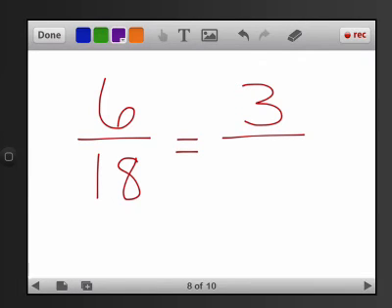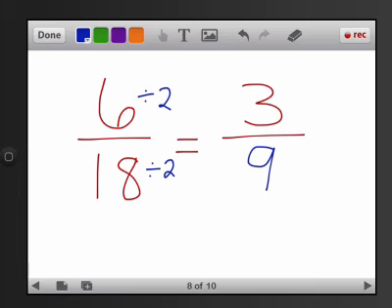6 eighteenths is equal to 3 over what? How did I get from 6 to 3? This time I didn't multiply, I divided. What did I divide by? 6 divided by 2 is 3. 18 divided by 2 is 9.